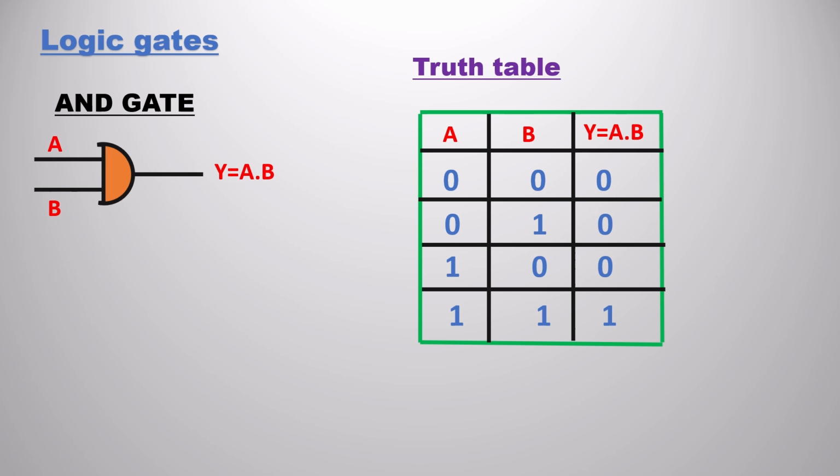So the first combination is 0 0. Put this A and B in the output equation. So y is equal to 0 into 0, so we are going to get 0. The second input is 0 1, so the output is 0. The third input is 1 0, the output is 0. So the only time the output becomes 1 is when both inputs are 1. So that is the AND gate.